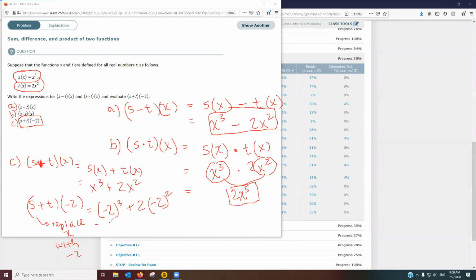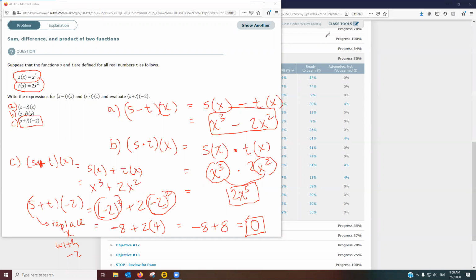All right, so let me work this out. Negative 2 to the third is a negative 8. And negative 2 squared is a positive 4. So it looks like I'm ending up here with negative 8 plus 8, which happens to be 0. So the answer to part C is 0.